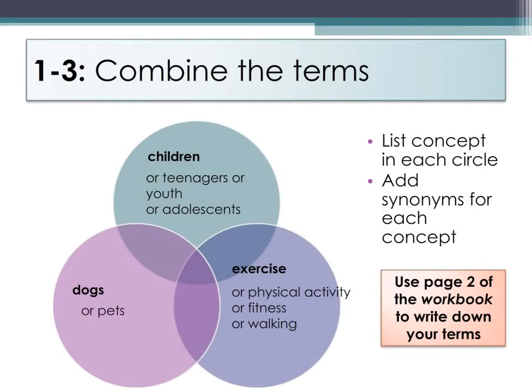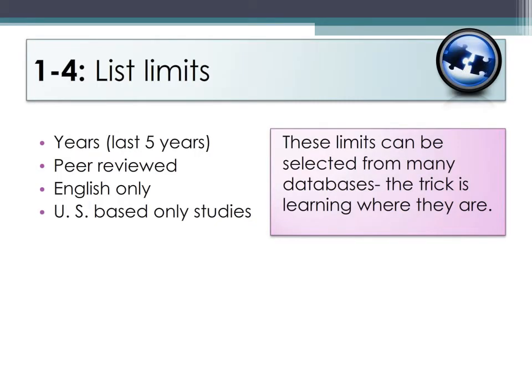For this step, use page 2 of the workbook. Place one concept from your list of criteria into each circle, then add synonyms for each concept. In this case, we had children, dogs, and exercise. For children, I added teenagers or youth or adolescents. For dogs, I added pets. Exercise synonyms include physical activity, fitness, or even walking. Next, list the limits of your search, such as years, peer-reviewed, English only, and so on. Your instructor may list some of these limits in their instructions for the assignment.